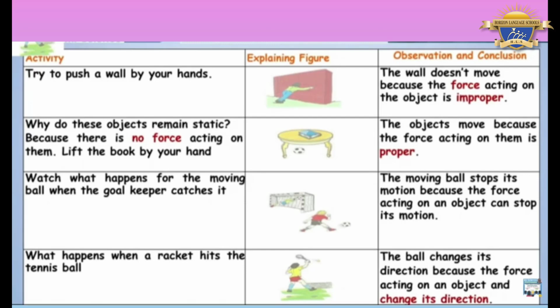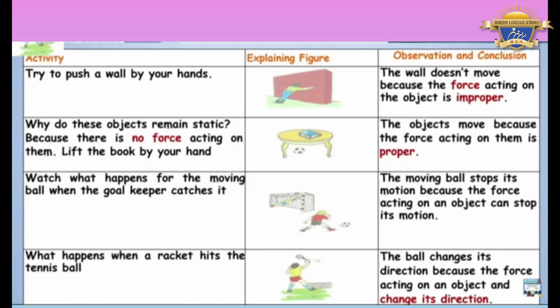Number 2: why do these objects remain static? Because there is no force acting on them. Lift the book with your hand. What do you observe? The object moves because the force acting on it is proper.